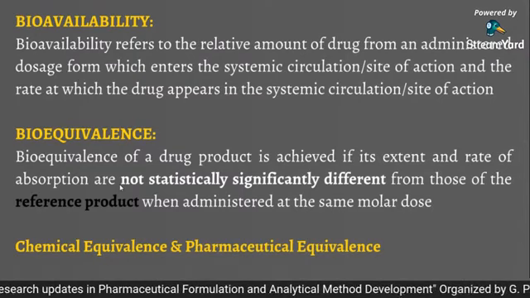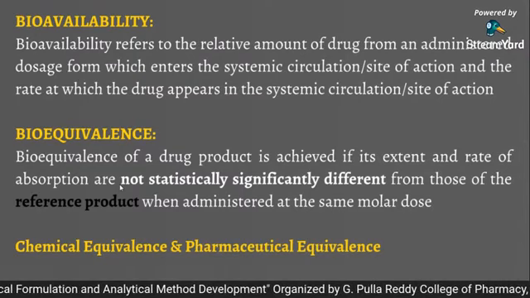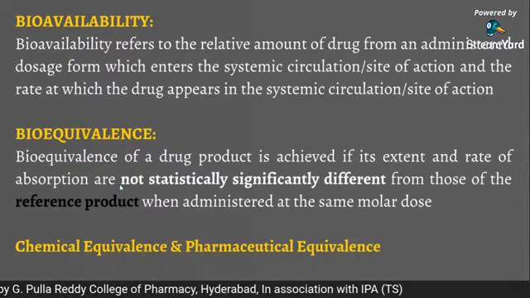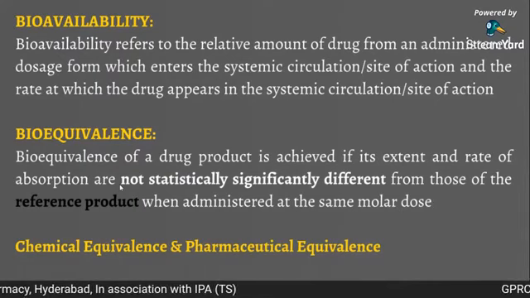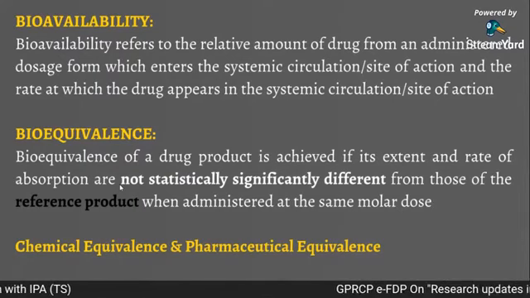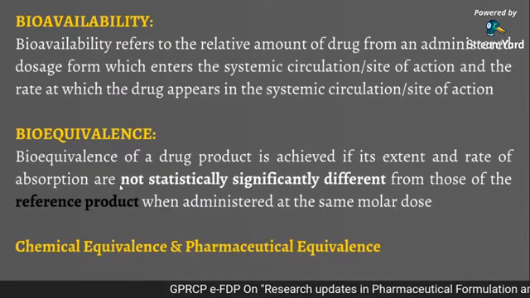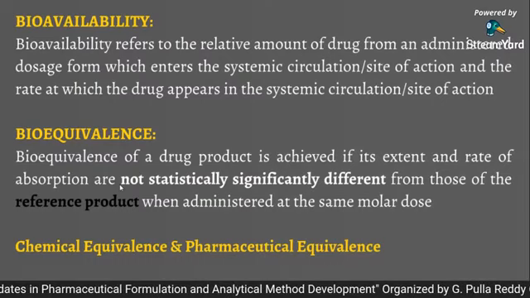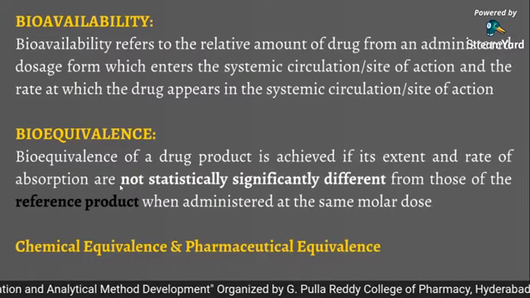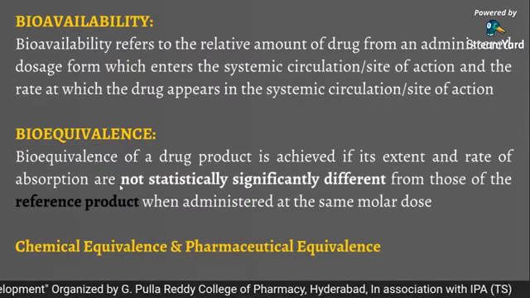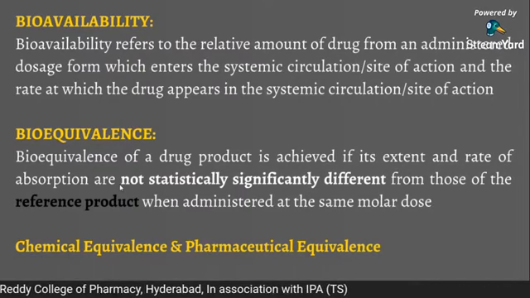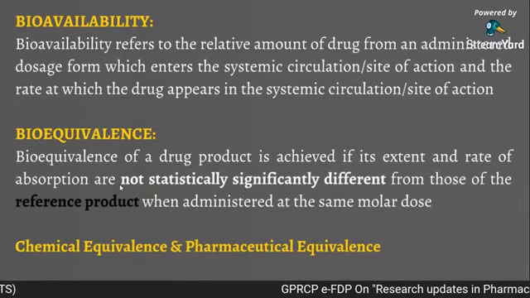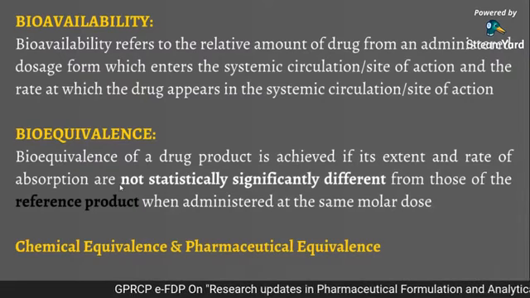Bioequivalent means bioavailability is equal. But there is a criterion before testing bioequivalence. Our test formulation should be chemically equivalent and pharmaceutically equivalent. Chemically equivalent means the API used in our test formulation should be equivalent to the API used in the reference formulation. API is the active pharmaceutical ingredient. It should also be in the equal dose. If the innovator formulation is paracetamol, the test formulation should also contain paracetamol. And if the innovator formulation is 500 mg, the test formulation should also have 500 mg. This is the chemical equivalence.